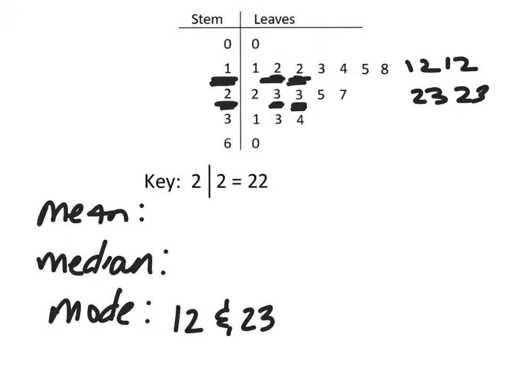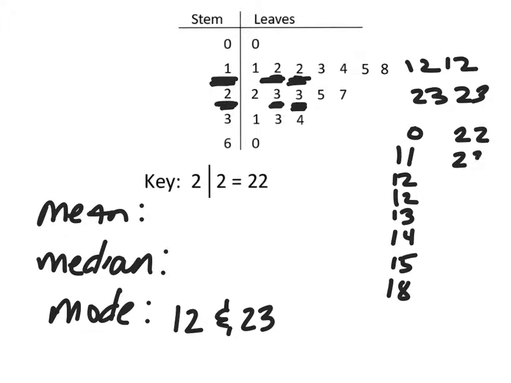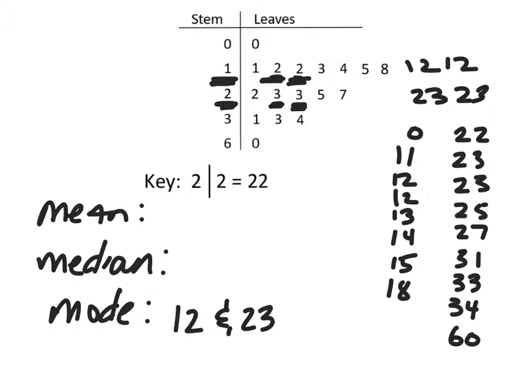Now let me take a look at the mean. You'll remember the mean is add all of the data and then divide by the number of data points. So I'm going to start with, I have 0, I have 11, 12 twice, 13, 14, 15, 18, 22, 23, 23, 25, 27, 31, 33, 34, and 60. Those are all the data values in my set.